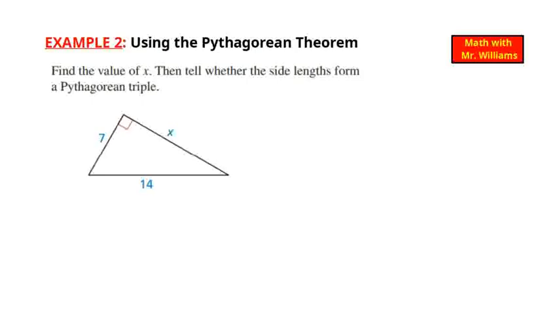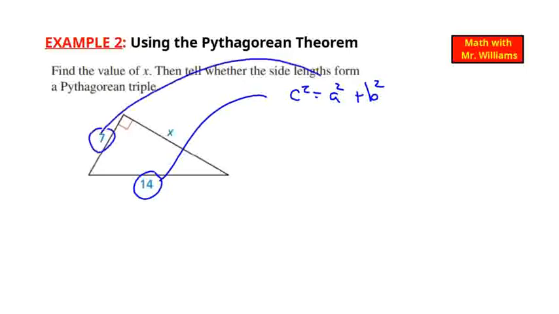Example 2, using the Pythagorean theorem, Math of Mr. Williams. Find the value of x, then tell whether the side lengths form a Pythagorean triple. All right, so the first thing we need to do is write down the Pythagorean theorem. So we have c squared equals a squared plus b squared. And we now know the diagonal, so it's going to be our c. We know the short side is going to be our a. So now we just have to find the b, or the x.